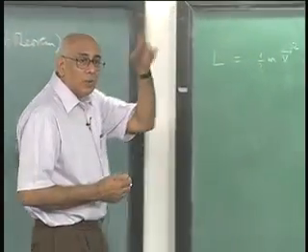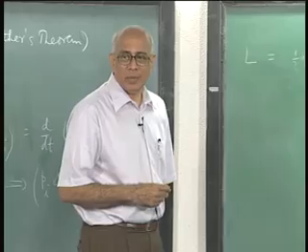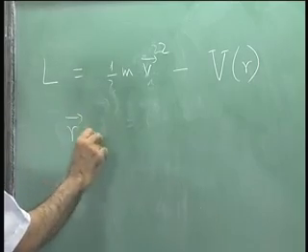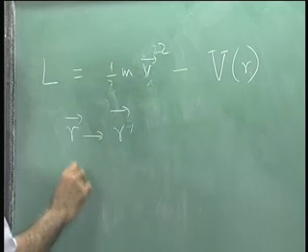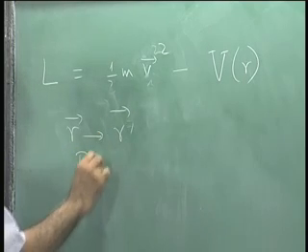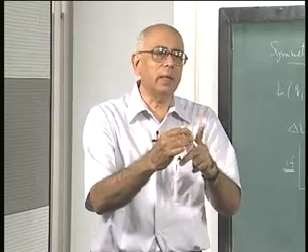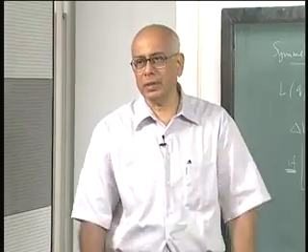We have to now look at a rotation matrix and ask what an infinitesimal rotation does. So let us do that. So we have r goes to r prime under a rotation R of n, psi, a rotation of the coordinate system about an axis n, through an angle psi. We have a general formula for this.